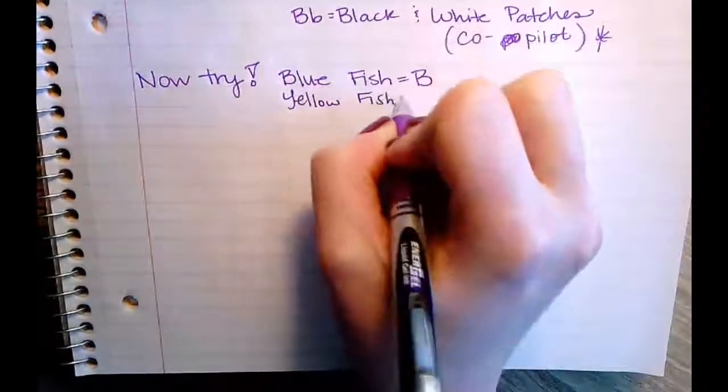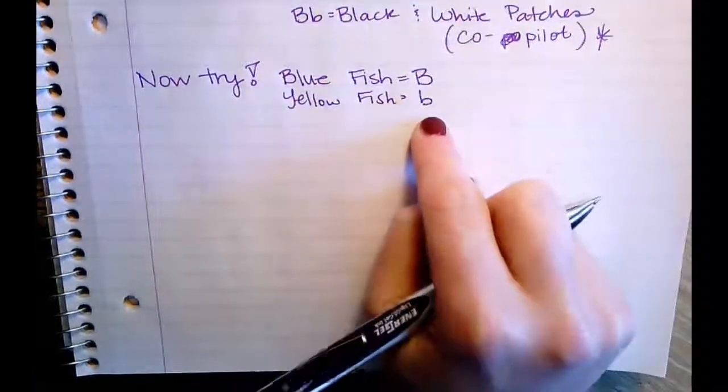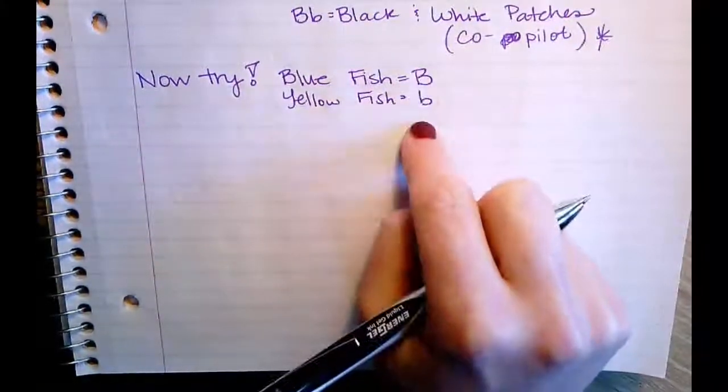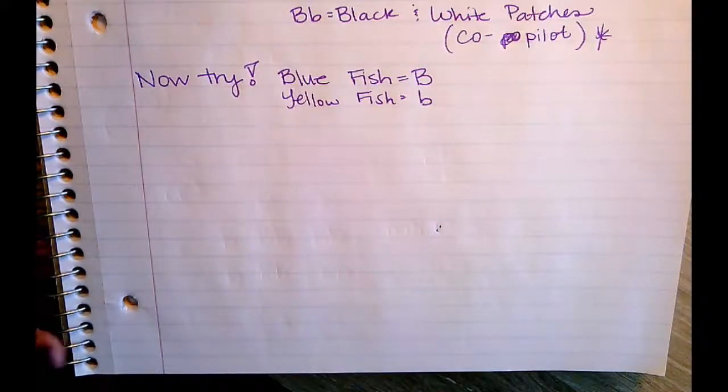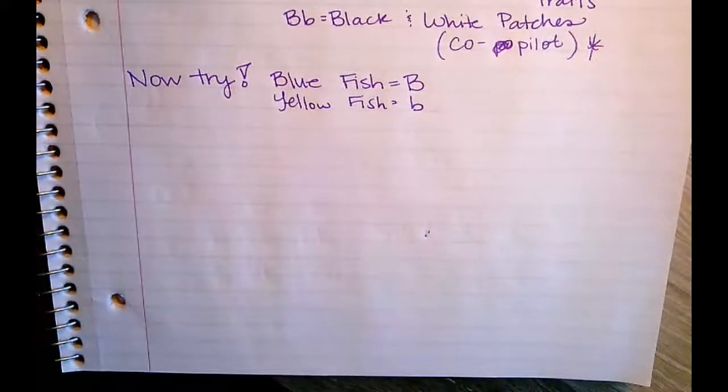Now, a question that always comes up is why are we using B and then B? Why would not B and Y? You always use the same letter because it's for the same exact trait. This is looking for color, not the fin shape or the type of fish. Okay, so blue fish versus yellow fish.